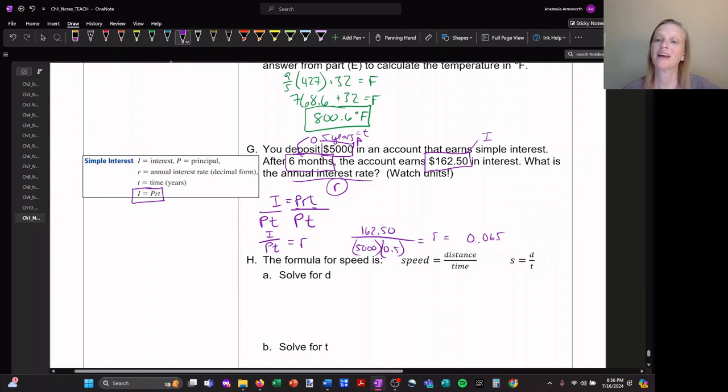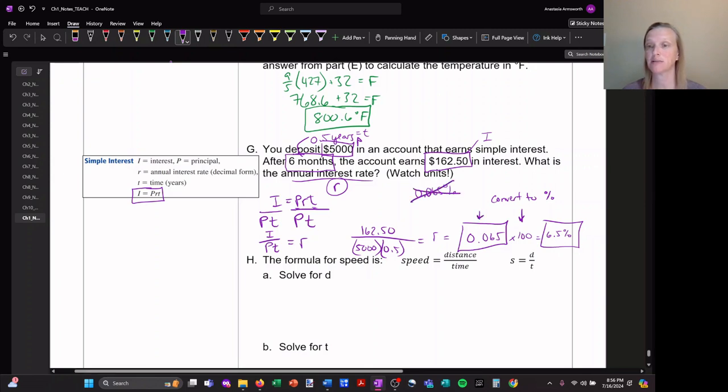If you wanted to write that as a percent interest rate, remember this decimal is out of 100. So if you want to convert that to a percent, you multiply by 100, which is 6.5% interest rate. That 100 is there to help you convert to a percent. If you answered with this decimal on a test, that would be acceptable as well. What's not acceptable is to say 0.065%, because that is not a percent. You need to write it as a decimal or as a percent. Don't combine the two.